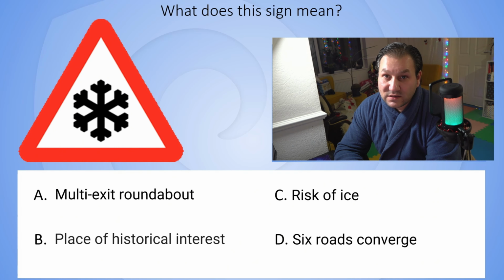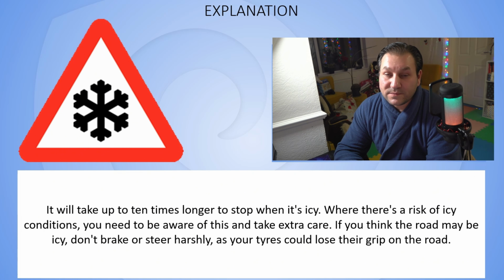19. What does this sign mean? A. Multi-exit roundabout. B. Place of historical interest. C. Risk of ice. Or D. 6 roads converge. The correct answer is C. Risk of ice. Explanation. It will take up to 10 times longer to stop when it's icy. Where there's a risk of icy conditions, you need to be aware of this and take extra care. If you think the road might be icy, don't brake or steer harshly, as your tires could lose their grip on the road.